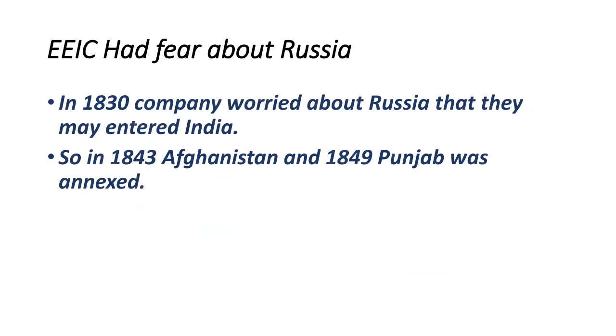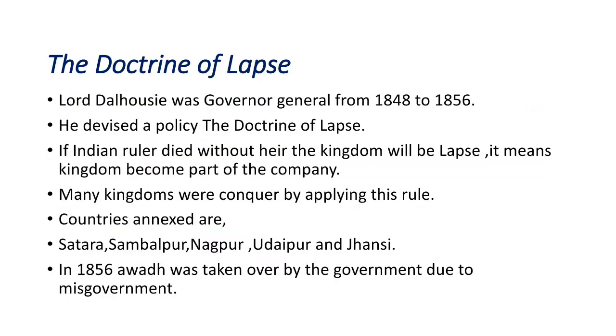So now they want to conquer Afghanistan. In the year 1843, they conquered Afghanistan, and they also started to conquer Punjab in the year 1849. This is how they annexed Afghanistan and Punjab. And they have also implemented, we have already gone through one policy, that is subsidiary alliance. This is the second policy they implemented, that is the doctrine of lapse. What does the doctrine of lapse mean and who introduced this? These are the things we are going to see now.